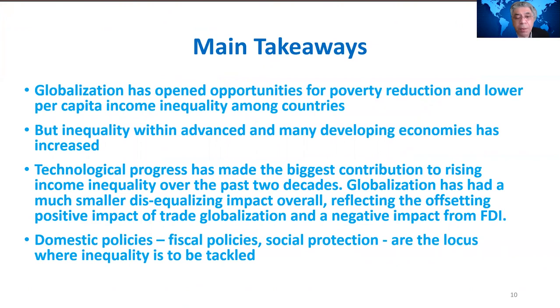The global trend towards increasing globalization since the 90s seems to have two different distributional consequences. On the one hand, income inequality between countries has declined, while on the other, economic inequality within countries has increased. Technological progress has made the biggest contribution to rising income inequality over the two decades. Globalization has had a much smaller disequalizing impact overall, reflecting, as we said, the offsetting positive impact of trade globalization and the negative impact from FDI.